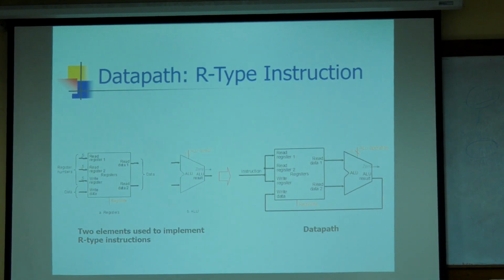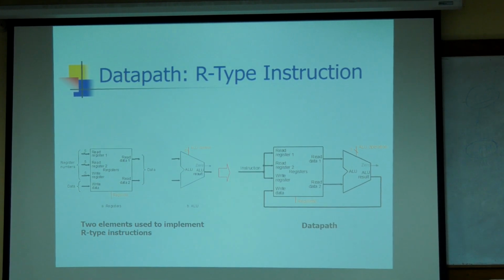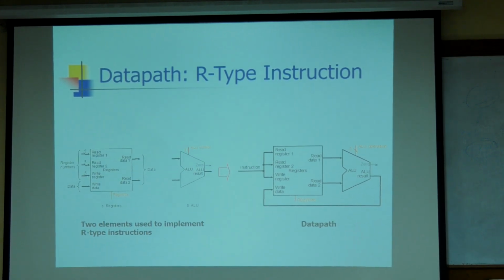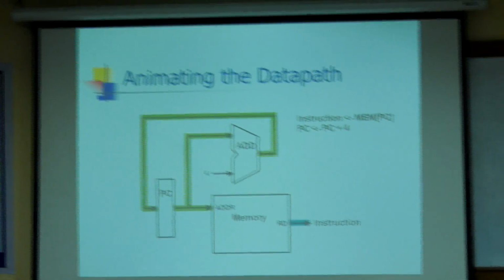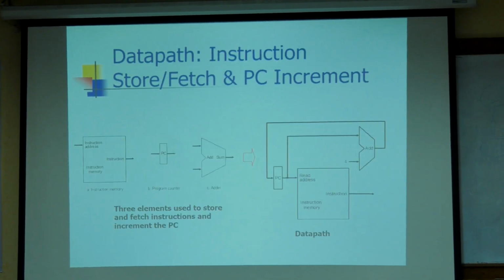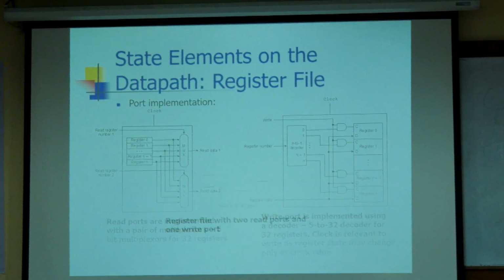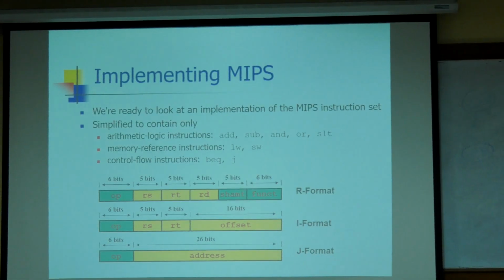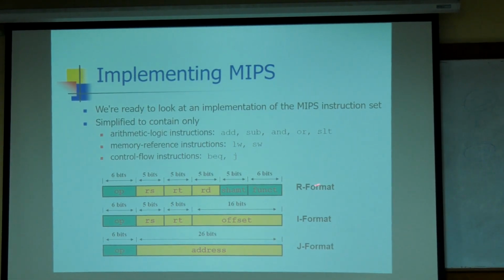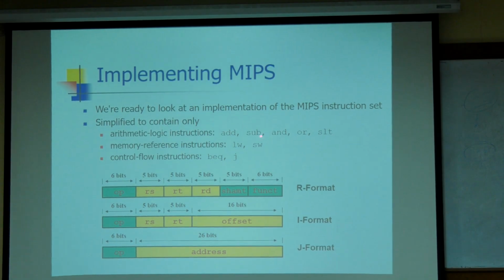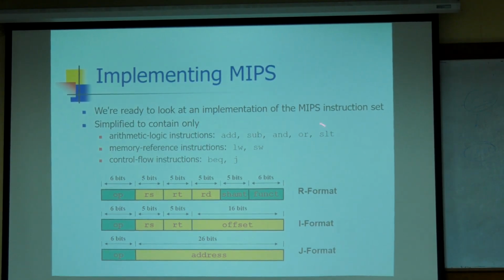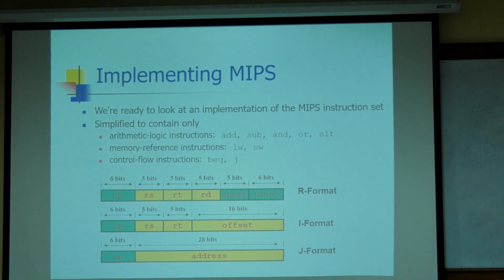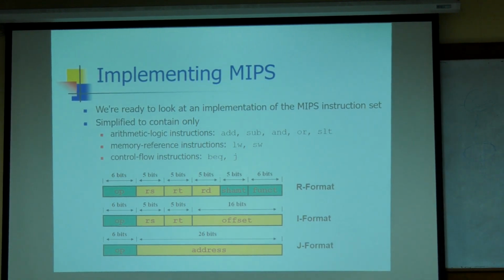Next are the R type instructions. How do you implement them, and what components are required to implement the R type of instructions? What are the R type instructions? So here are the R format instructions: addition, subtraction, AND operation, OR operation, and set less than, the compare instruction. These are the R format instructions.